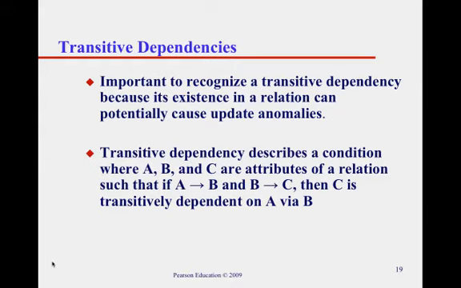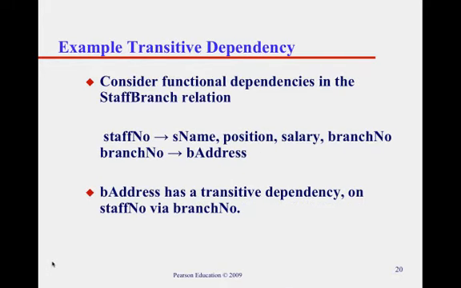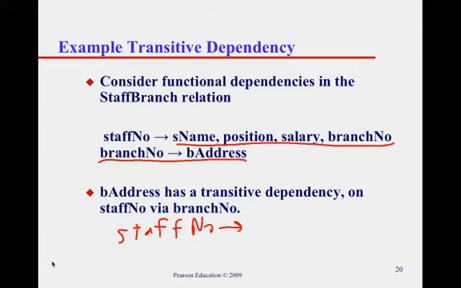Okay, the other big thing that we're going to care about is transitive dependencies. Sometimes we'll have A determines B, B determines C, which means through a transitive dependency that A determines C. A good example is that we know staff number uniquely determines a person's name, position, salary, and branch. We also know that a branch number uniquely determines a branch address. Therefore, we have a transitive dependency that staff number determines branch address.